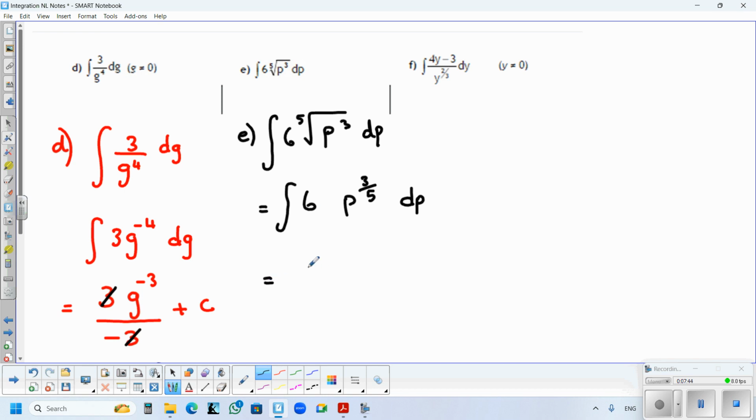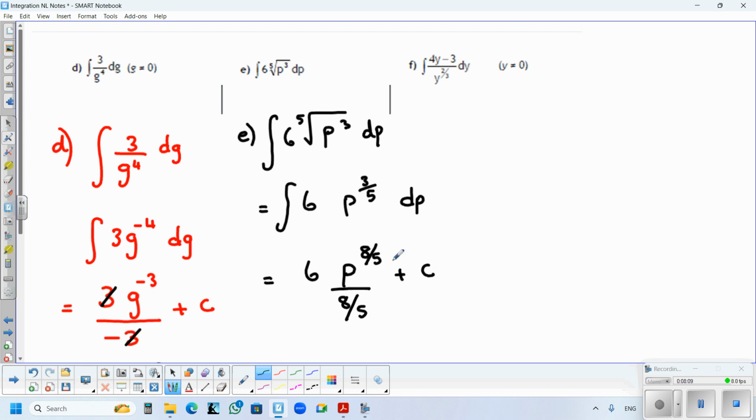Okay, once I get to that stage, that's easy. Just pull down the 6. It's just multiplied by that. There's no adding sign in there, so it just stays. We're going to add 1 on to the power. 1 is the same as 5/5. So add 5 onto that, gives me 8/5. Divide by 8/5, and don't forget plus c.